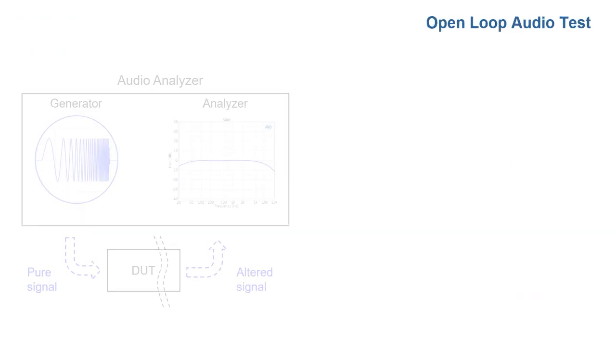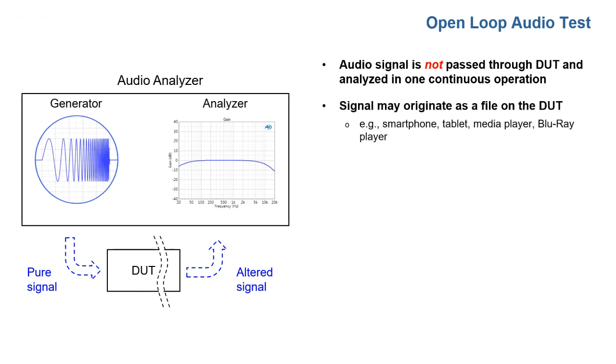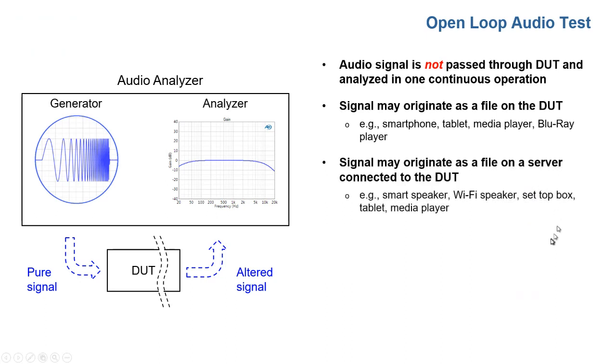In an open loop test, the audio signal is not passed through the device and analyzed in one continuous operation. This could be for a variety of reasons. One reason might be that the signal might originate as a file on the device under test. This would be the case for a media player like a smartphone or a tablet or a Blu-ray player. The signal may originate as a file on a server connected to the DUT, and this could be the case for a smart speaker or a Wi-Fi speaker or a set-top box.